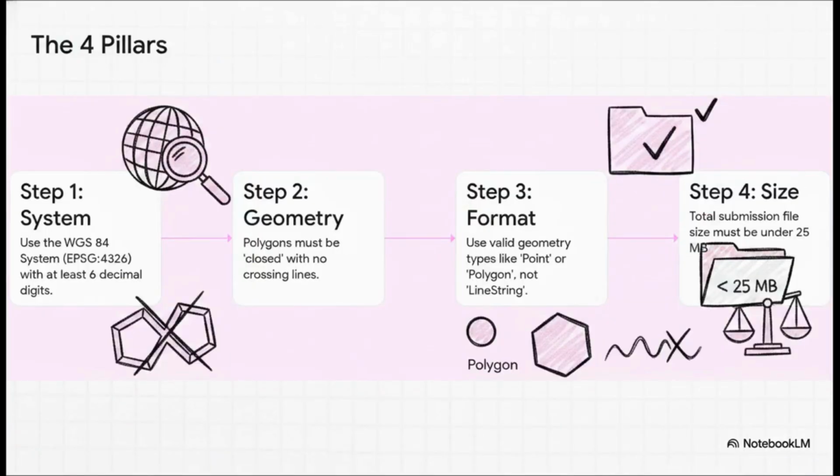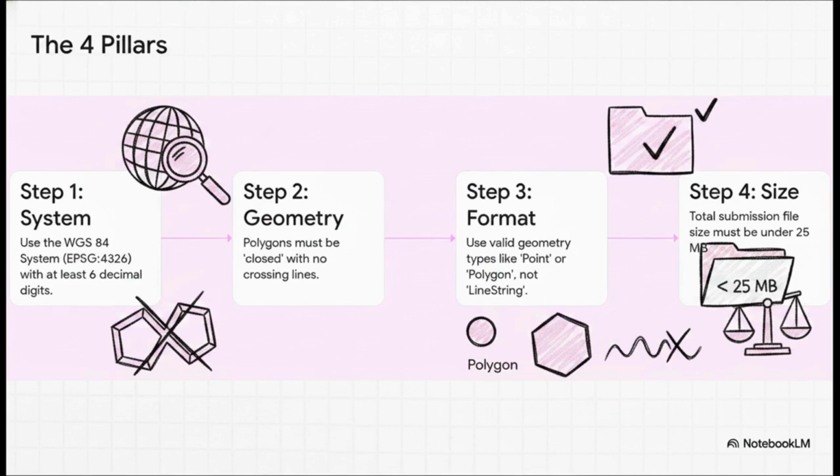Let's break these down. First up, the coordinate system. It has to be WGS84, which is the same system your phone's GPS uses, and you need to be precise, at least 6 decimal digits. Second, your geometry has to be clean. If you're drawing a shape or a polygon, it has to be closed, meaning the very last coordinate is identical to the first, and you can't have any lines crossing over themselves, like a figure 8.